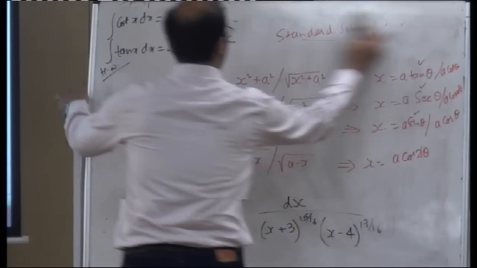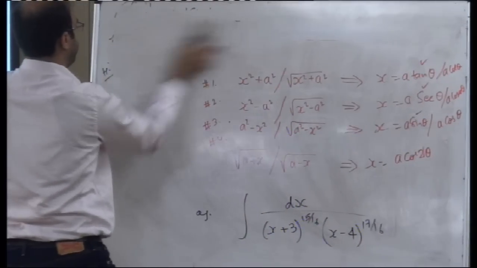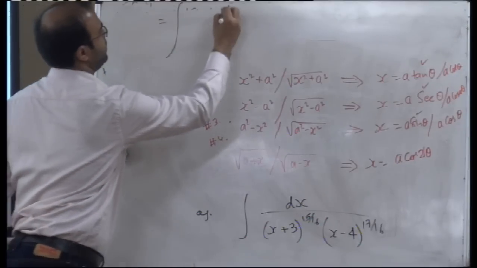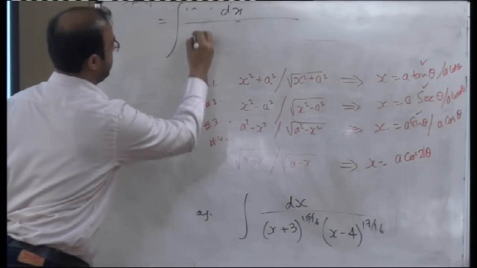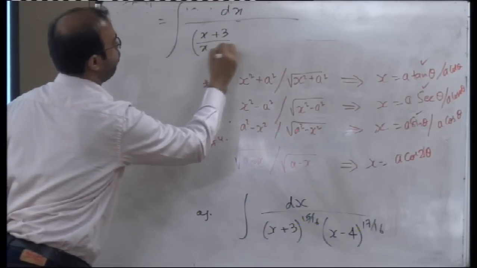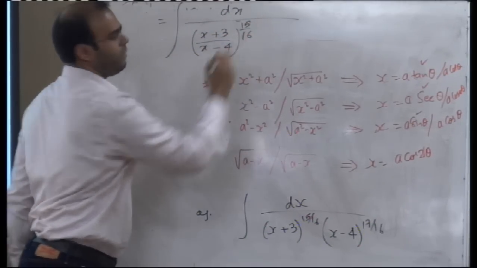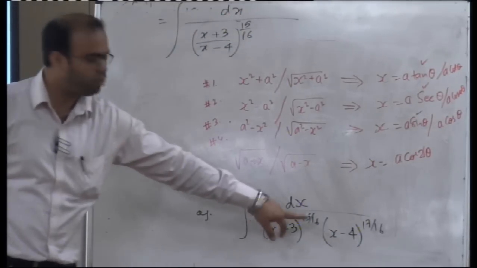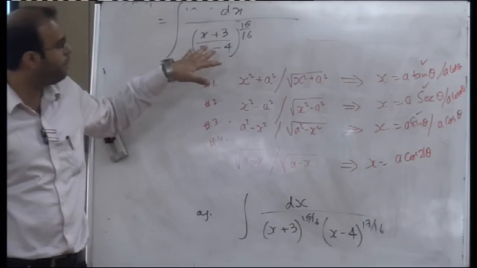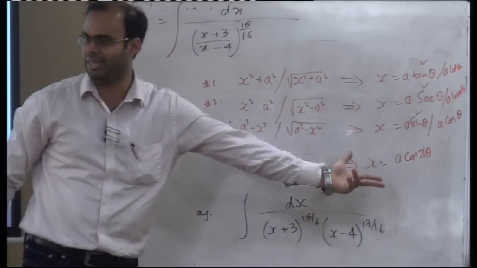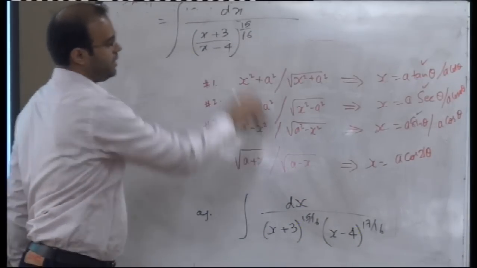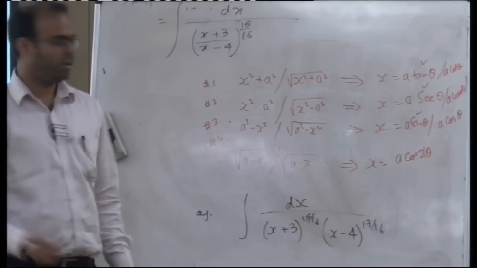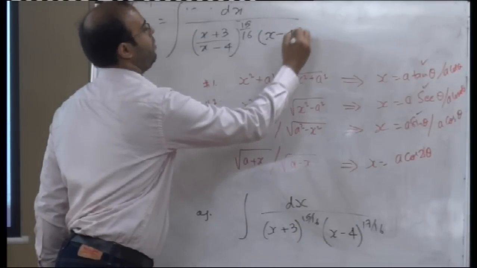When we apply some manipulation here, we can write this statement like this: dx upon (x plus 3 upon x minus 4) to the power 15 by 16. Now x plus 3 is already to the power 15 by 16, and I am dividing by (x minus 4) to the power 15 by 16. So we have to multiply (x minus 4) to the power 15 by 16 here. This becomes 15 by 16 plus 17 by 16, that is 32 by 16, which is actually 2. So this part is actually (x minus 4) to the power 2.